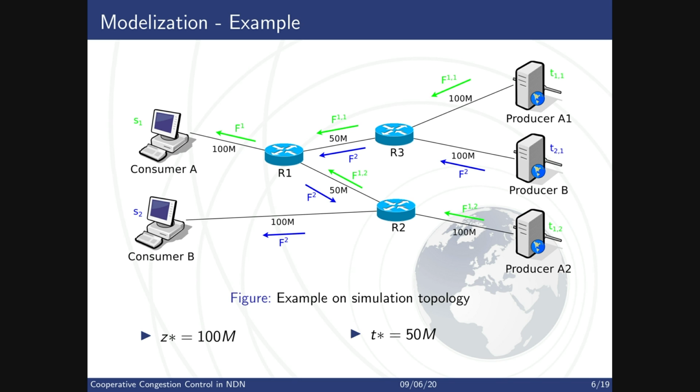Let's try it on this small topology as an example. There are two consumers, A and B, that want to reach different data through producers A1 and A2 for consumer A and through producer B for consumer B. The first optimization problem gives us that the network can be used at 100 megabytes per second at maximum. And the second optimization problem says that each flow should get at least 50 megabytes per second in order for the distribution to be fair.